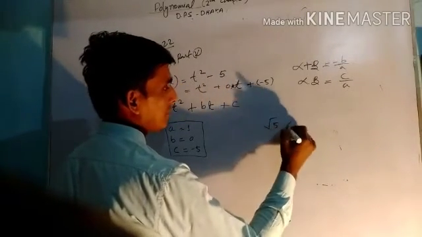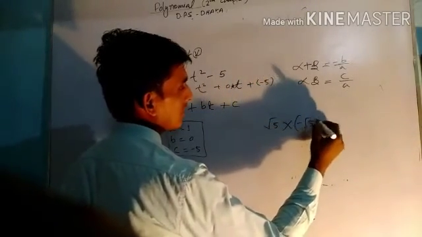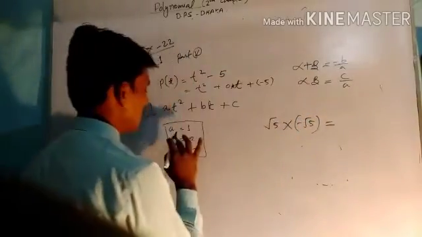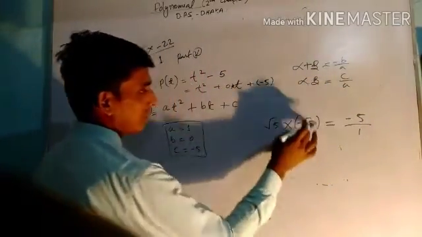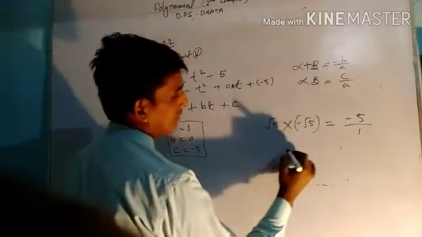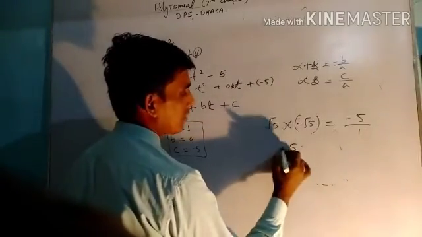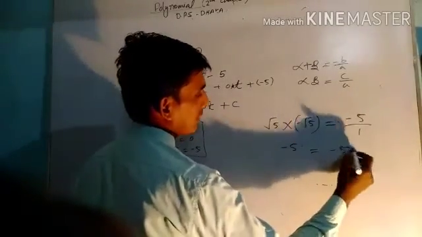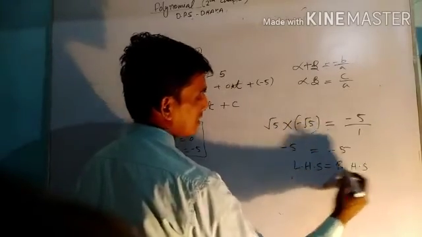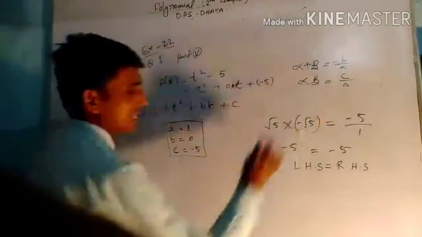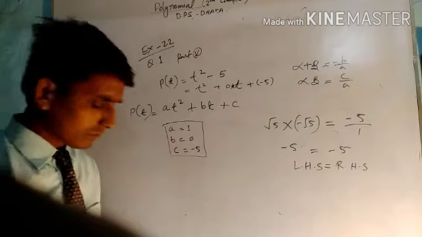Alpha is root under 5, and beta is how much? Minus root under 5. And c is what? C is given as minus 5 and a is what? 1. So if you multiply root under 5 into root under 5, you get 5, and minus 1 into 5 gives minus 5. Here also you are getting minus 5. So again this LHS is equal to RHS, so it means the formula has been verified.